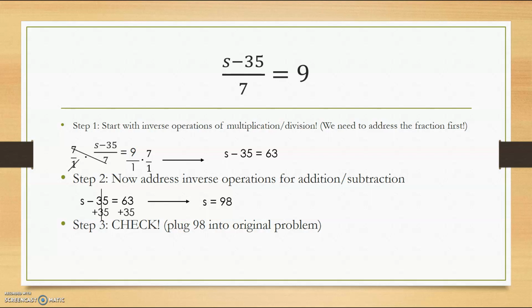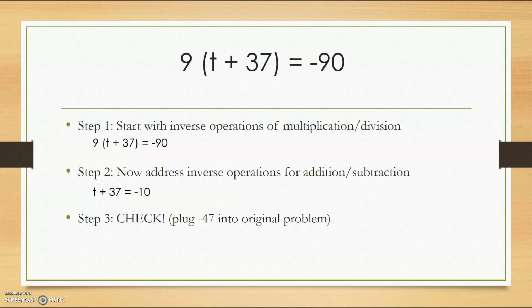Now I'm going to take 98 and plug it back into our equation. So 98 minus 35 over 7 is equal to 9. This is true. I get 63 over 7 is equal to 9. That simplifies to 9 is equal to 9. So yes, it's true.